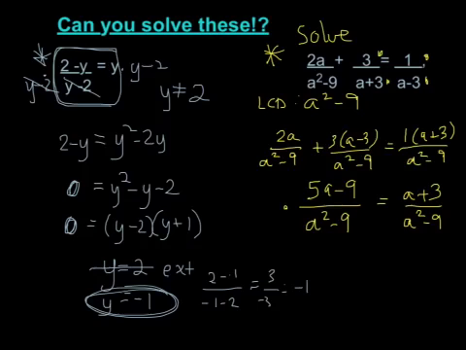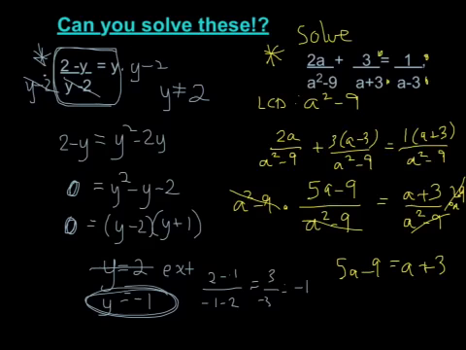If I multiply now, not to change the denominator, but to get rid of the denominator, multiplying both sides by a squared minus 9, I am left with 5a minus 9 equals a plus 3. This is not quadratic, so I'm just going to isolate a to one side. This is a linear equation. One solution will be found here. 4a would equal 12. If I divide, I find that a equals 3.